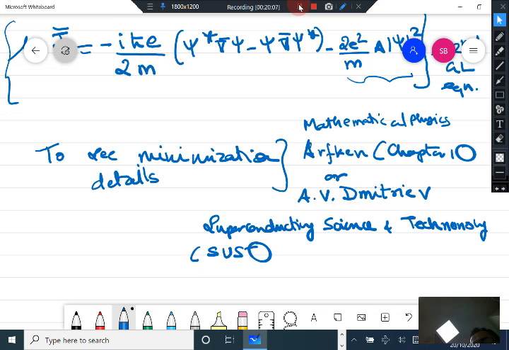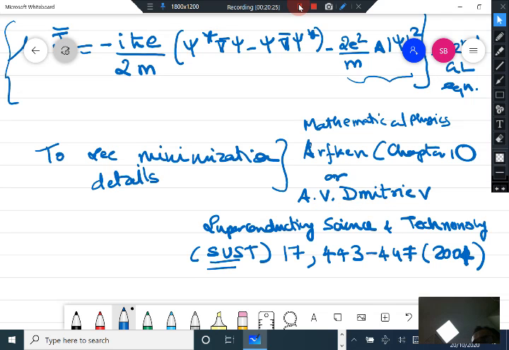Okay, this is the short form of the journal, Superconducting Science and Technology, and the volume is 17. Page number is 443 to 447, 2004. Okay, so let me write it a bit clearly. This is the journal where you can find this, and this is year 2004.